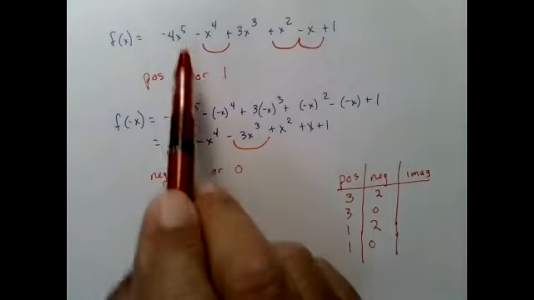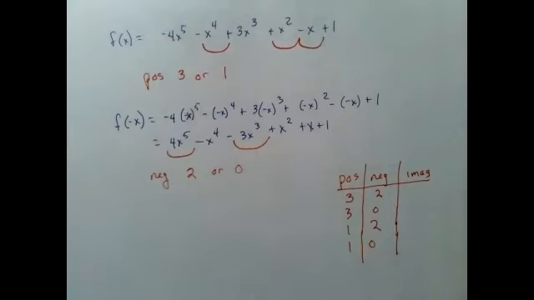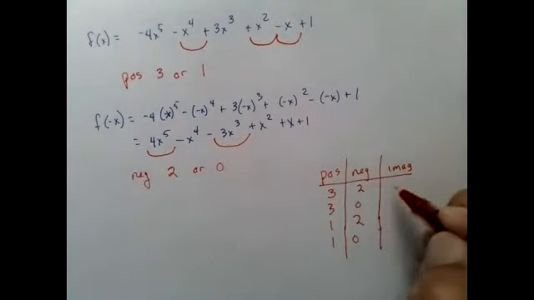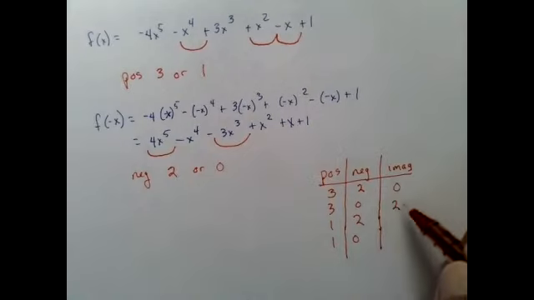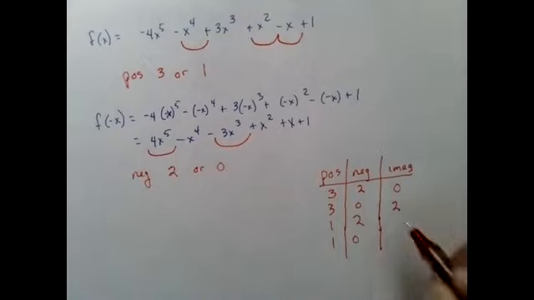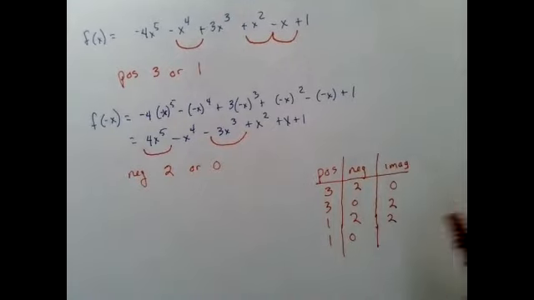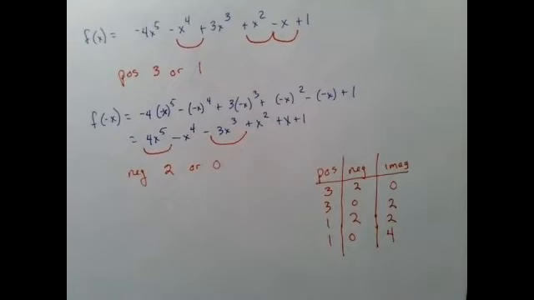Well, because this is the 5th power, I know there's going to be a total of 5 possible roots. 3 and 2 and 0 makes 5. 3 and 0 and 2, that's good because imaginaries always come in pairs. 1 and 2 makes 5. 1 and 0 and 4 makes 5. Good at 4 because they always come in pairs.